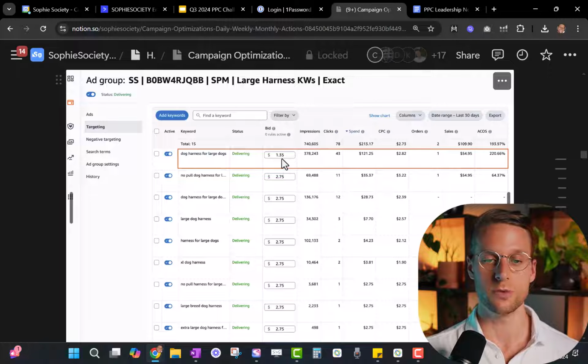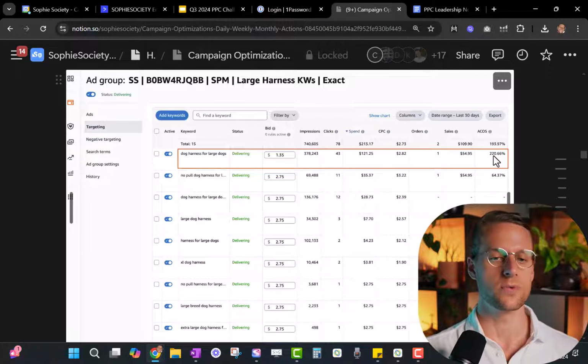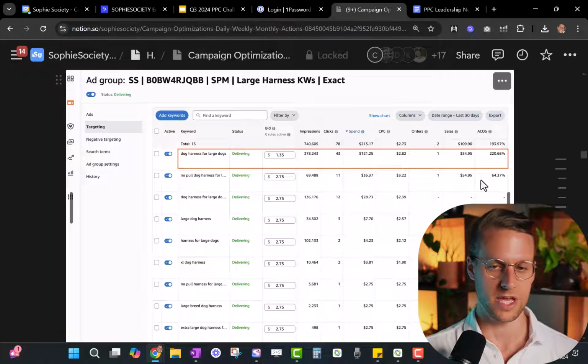Now, first of all, there is a human component in here because you want to look at the term and see, is that actually relevant to my product? If it's irrelevant to my product, then you may want to negate it. If it's somewhat relevant to the product, you're going to decrease the bid. If it's very relevant to the product, then it should be converting. It shouldn't have a high ACoS, so there's something else wrong in either the thumbnail or the listing. So first of all, try to determine what the reason is. Then likely you're going to have to decrease the bid, especially if the ACoS is this high.